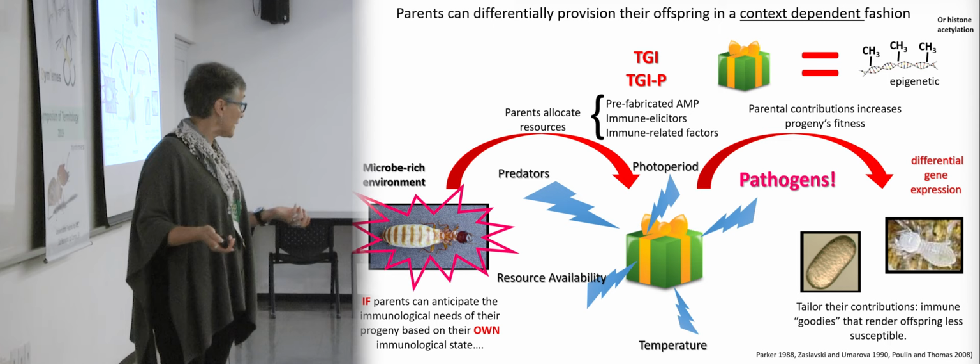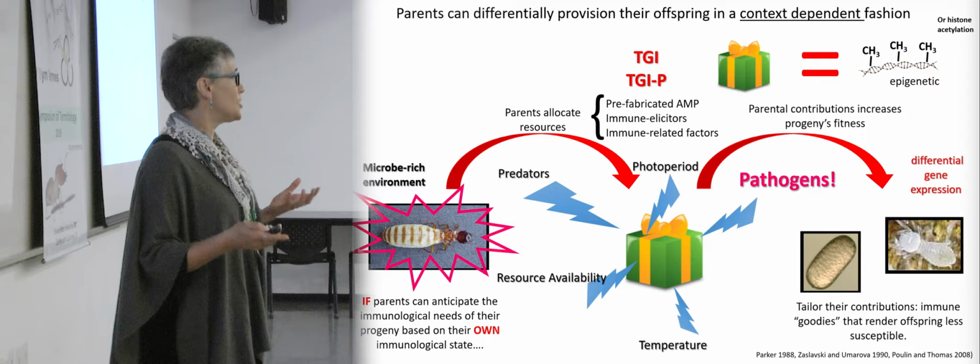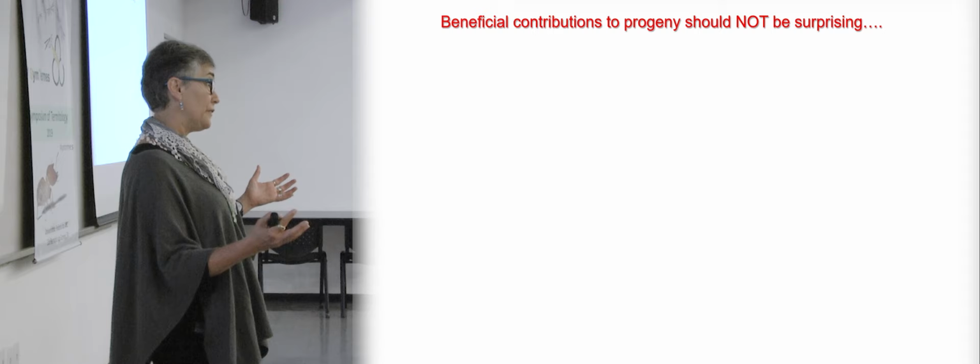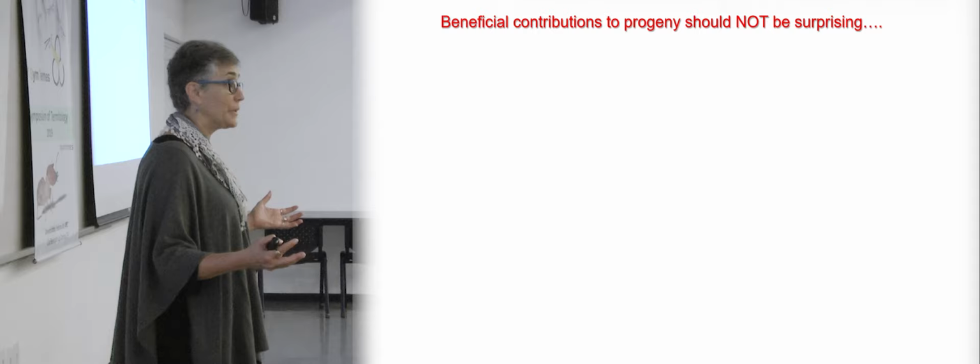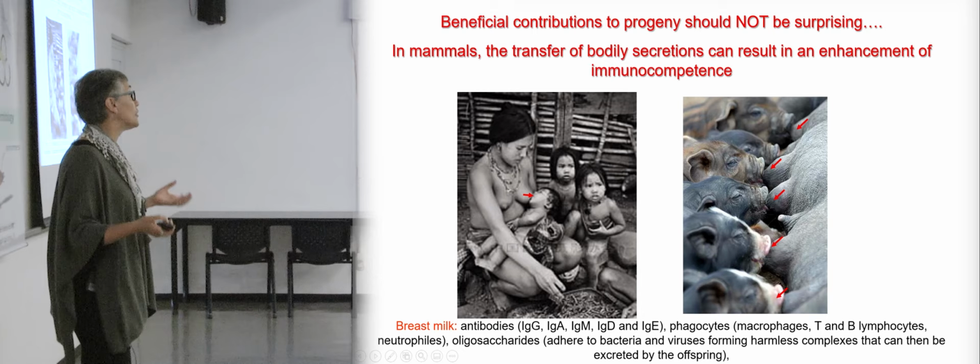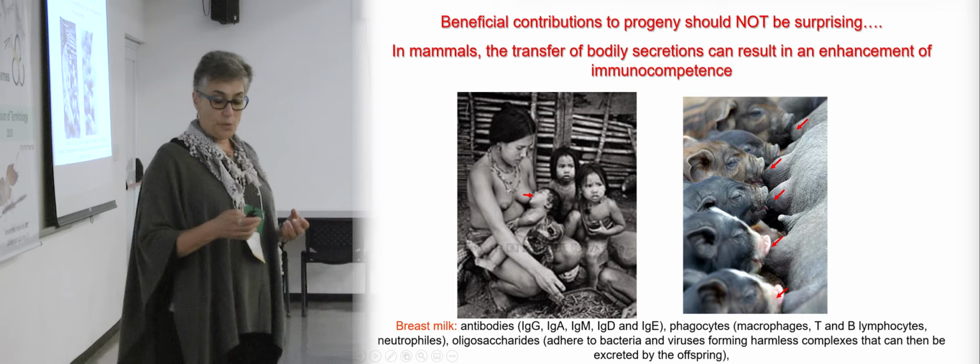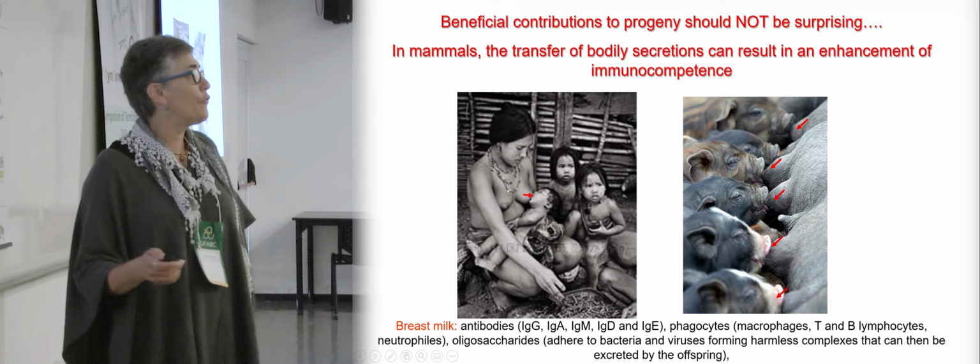Now, the question to you is, this should not be surprising, because even mammals have this, okay? All of you benefited from transgenerational immunity. Everyone remembers why? You don't remember because you were very small. But through breast milk, you basically got a lot of immune goodies from your mothers into you. So breast feeding and lactation in mammals is extremely important as a form of passing on immune protection to the baby.